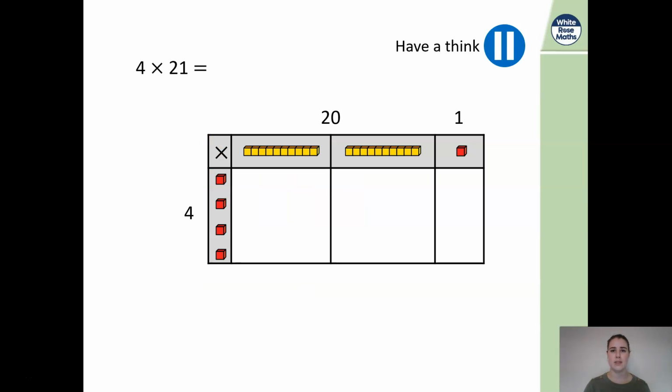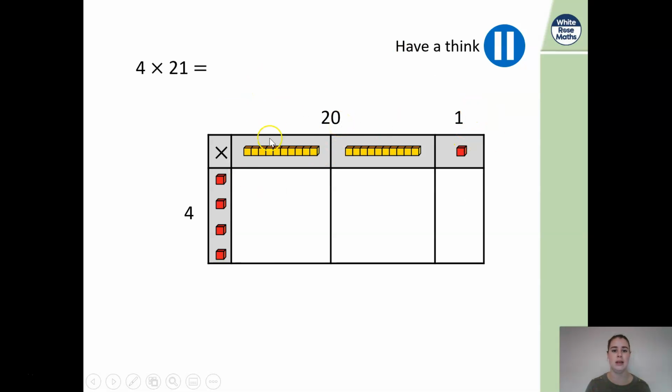Pause the video and have a think. How would you work out this sum? Okay, so let's start with the first one. So here we had 20. Now, rather than having 20 in one box and 1 in the other, I can partition 20 even further into 2 lots of 10. So I have 10, 10 and 1, so 21 altogether.